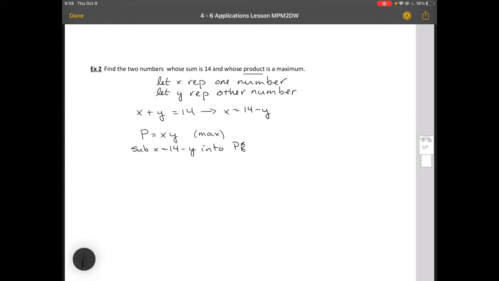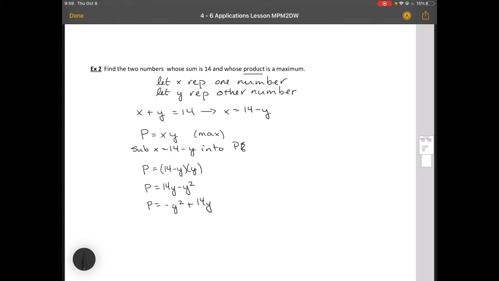Now I'm going to sub x equals 14 minus y into my equation that I have for the product. So I've got p equals (14 minus y) times y, and then I'm going to expand that so that I have an equation of a parabola in standard form, and I'll move the y squared to the beginning here. So now I've got a model of what that situation looks like.